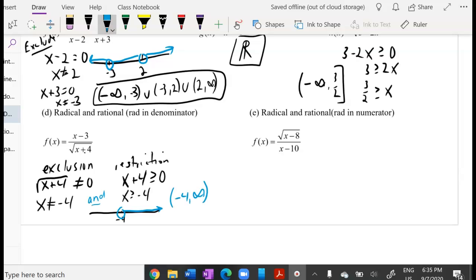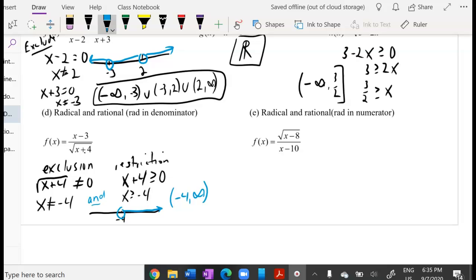Okay, so we got two things that almost seem like they contradict each other, but they don't. One of them says x cannot be negative 4. The other one says x must be greater than or equal to negative 4. And they have to both be true. It has to be one and the other. So x cannot be equal to negative 4 and x must be greater than or equal to negative 4. So that means we can't count negative 4 and have them both be true. That would make this one meaningless.